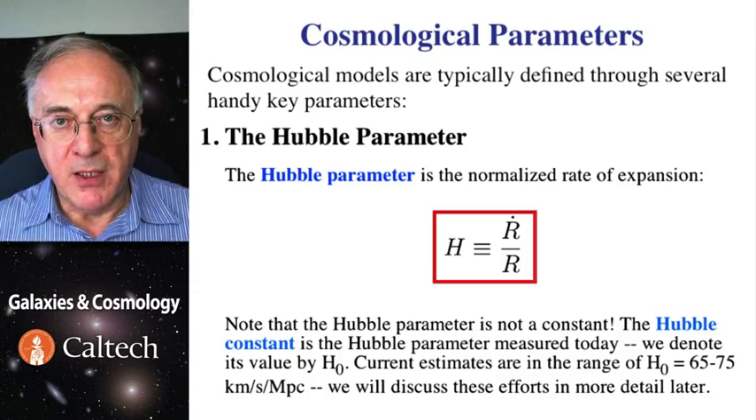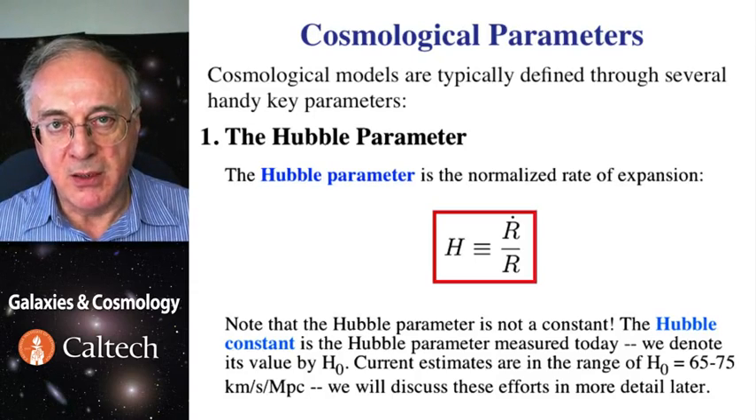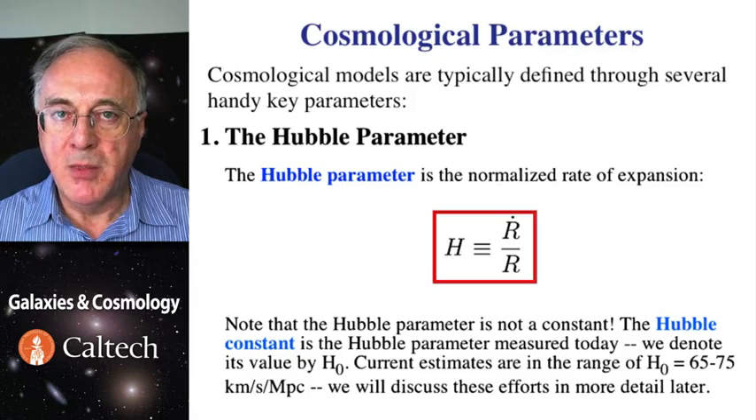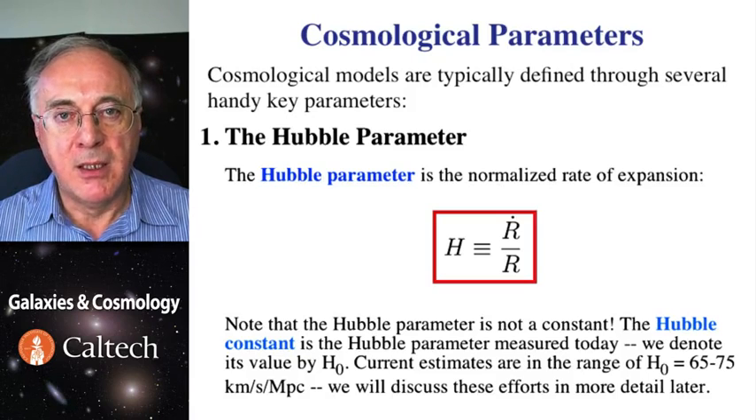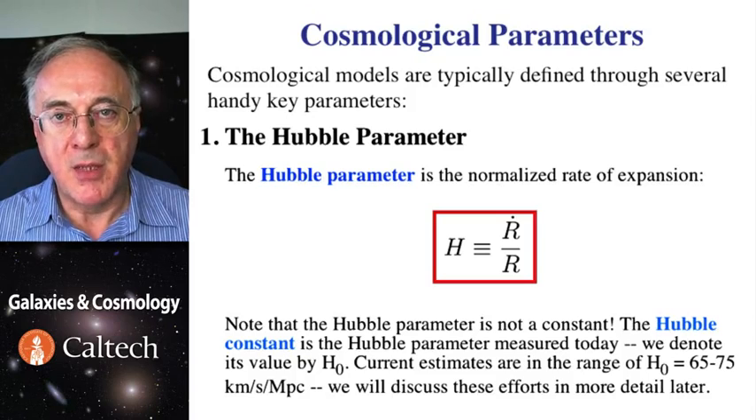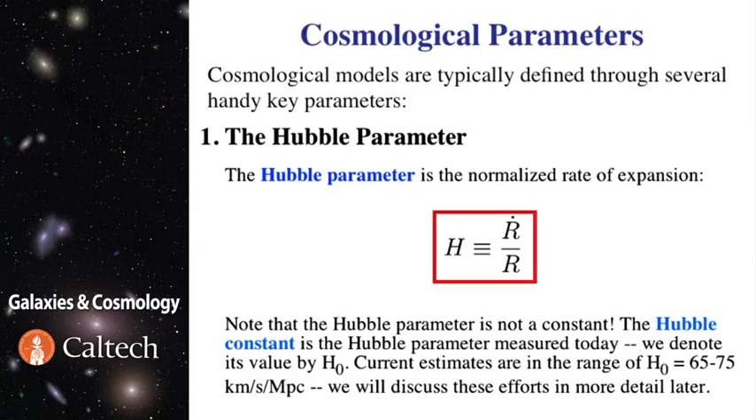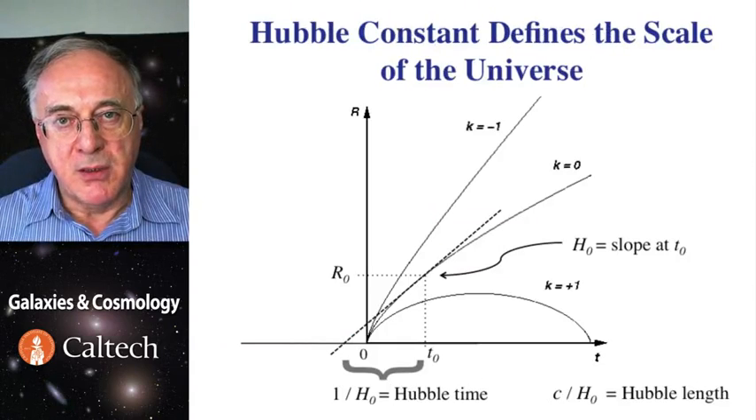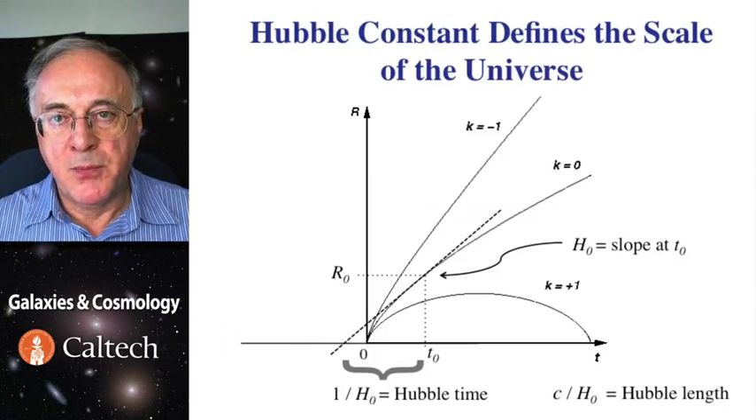Today, its value is roughly 100 kilometers per second per megaparsec. Remember, this is the slope of the Hubble diagram, which plots velocity versus distance, thus the units. Since it's length over time in the numerator and length in denominator, its dimensions are 1 over time. Essentially, Hubble constant gives the scale of the universe.